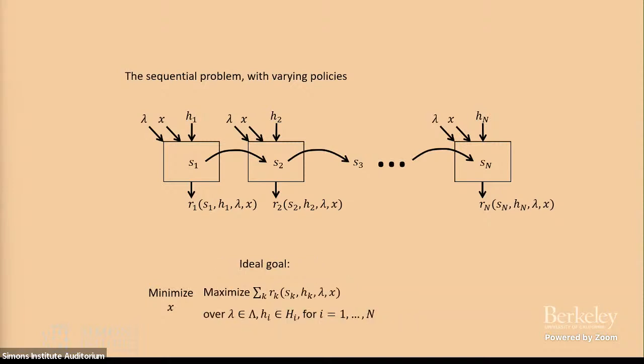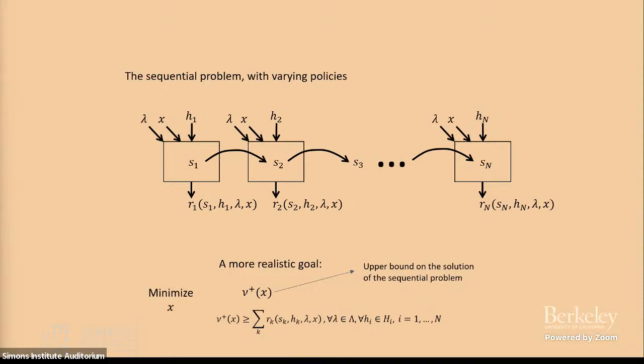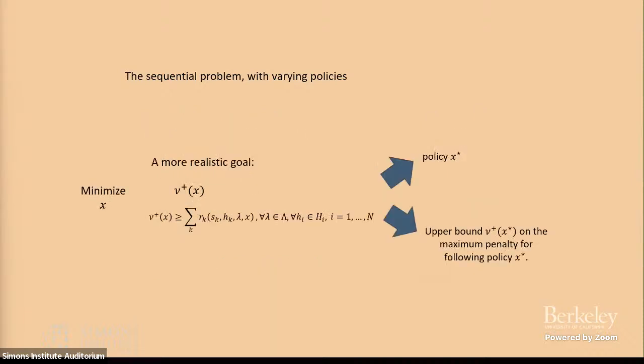Now, this is, of course, unrealistic because just computing this for a given policy is really very complicated. But a more realistic goal is to try to minimize some upper bound on the solution of the sequential problem. Because in this case, if you solve this problem, then you will have a policy that you can implement, and also you will have an upper bound on the maximum penalty for following the policy, which is good, right? You can say, look, Eli, if you go to a shop and steal a sandwich, then you will get incarcerated for 2 years. You know what is the maximum penalty, and you know the policy. You go to the shop and steal the sandwich, right? It's something that you can apply in your everyday life. Don't do it.